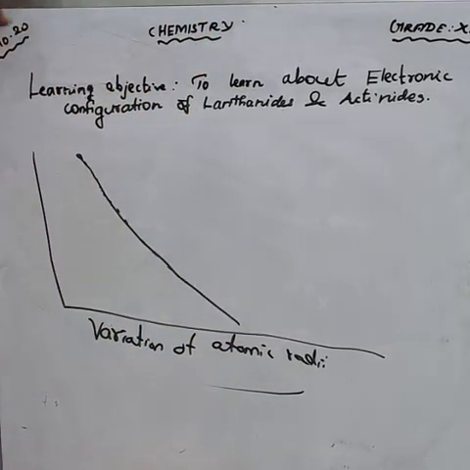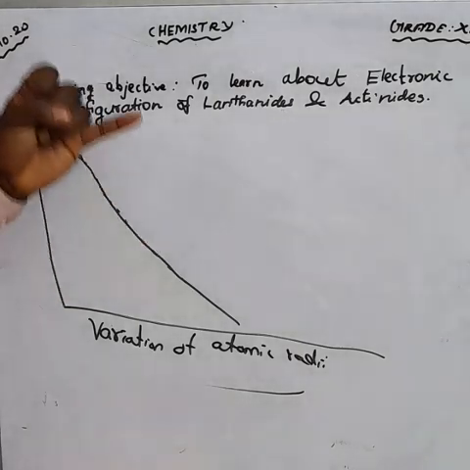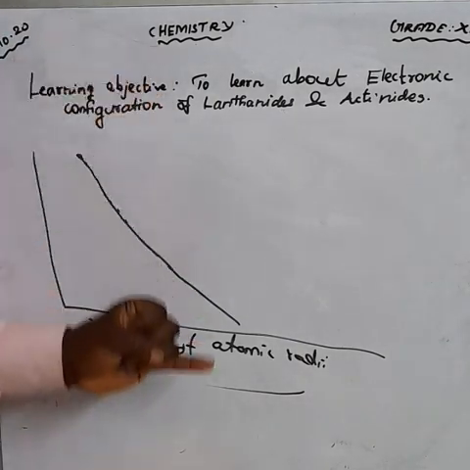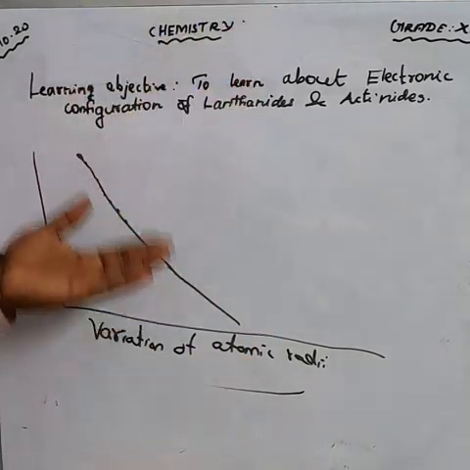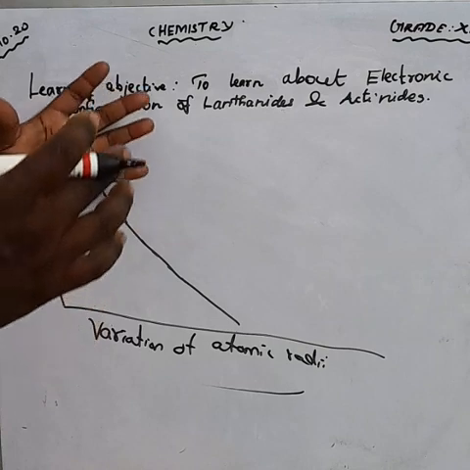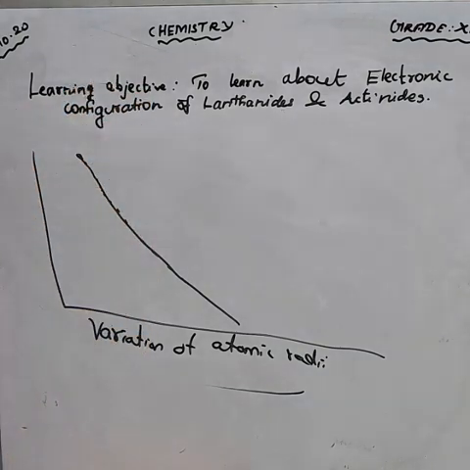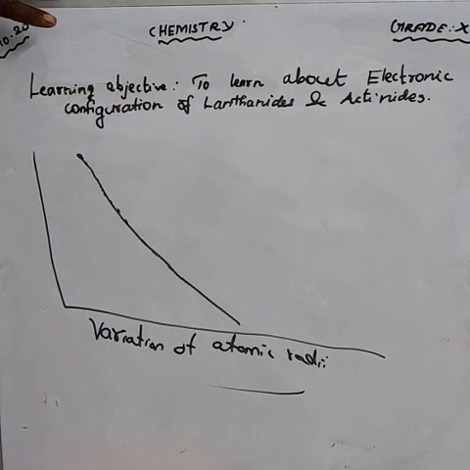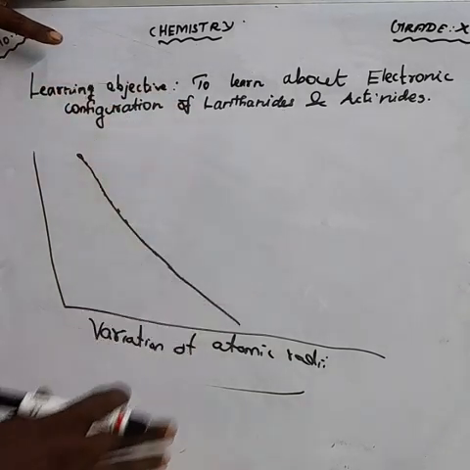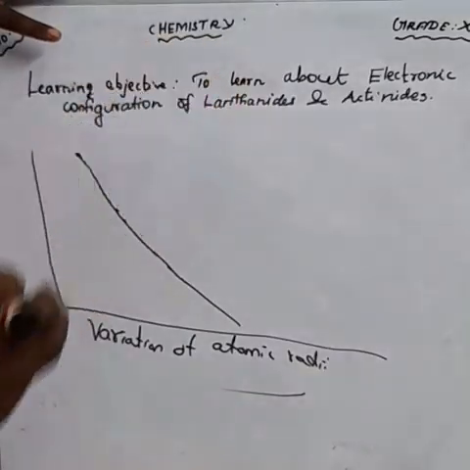Clear? Okay. The atomic and ionic radii of lanthanides show a gradual decrease with increase in atomic number. Whenever the atomic number increases, the atomic size also decreases. This decrease in ionic radii is called lanthanide contraction. The size decreases due to the decrease in size.